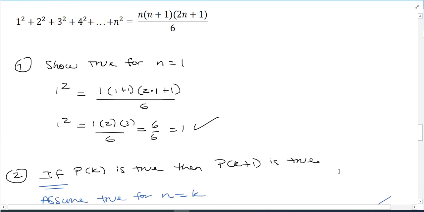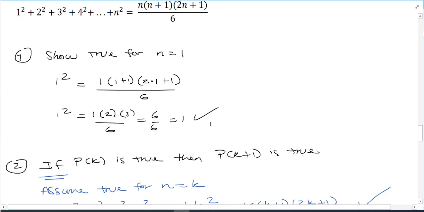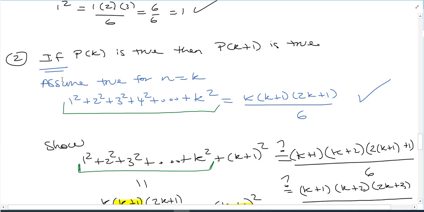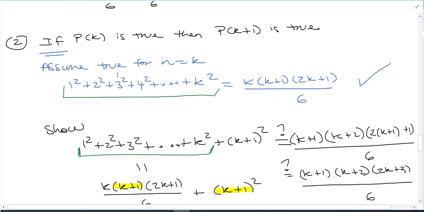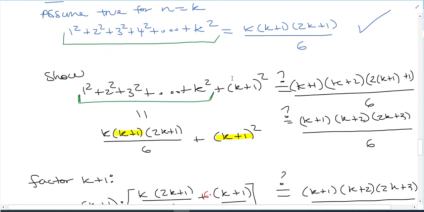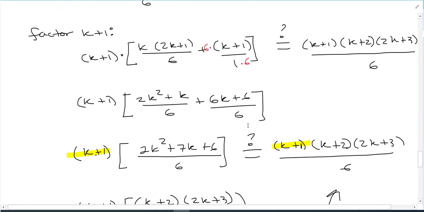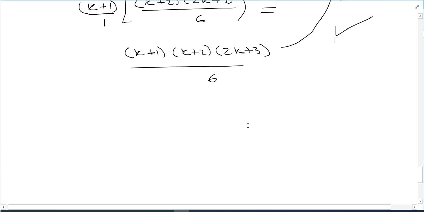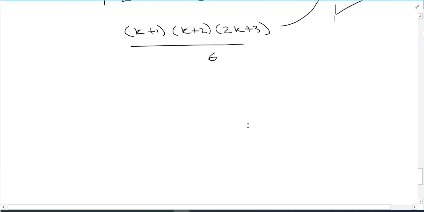Let's go through. We showed that it's true for n equals 1. We need to show this if-then statement, so we assume it's true for n equals k. And then we show that it's true for n equals k plus 1, which is what we did here. So the two statements, the two conditions are satisfied. So in our principle of mathematical induction, 1 and 2 are satisfied, which means the statement is true for all n.